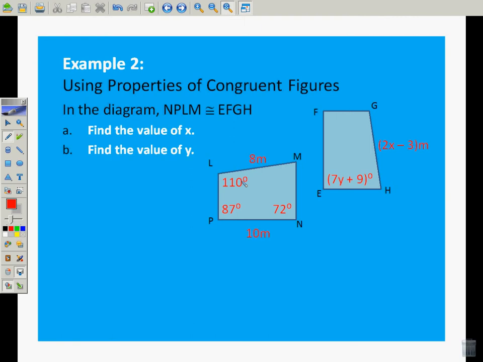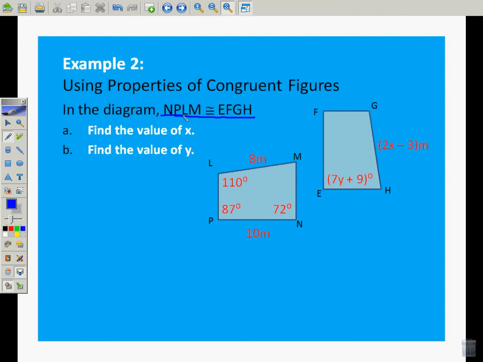What we're looking at today is using the properties of congruent figures to find the values of x and y. And so when we look at our diagram, we notice that we have our congruent statement here that tells us certain things about these two figures. NPLM is congruent to EFGH.